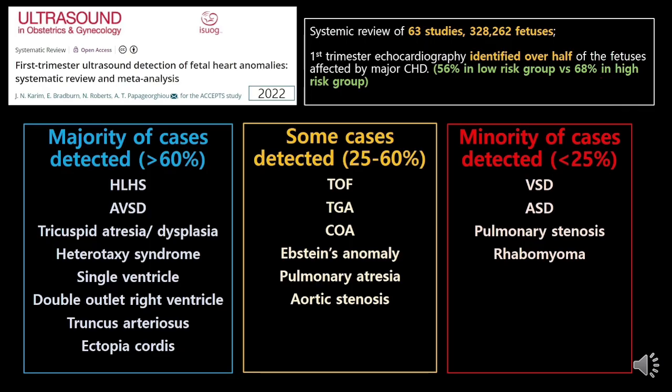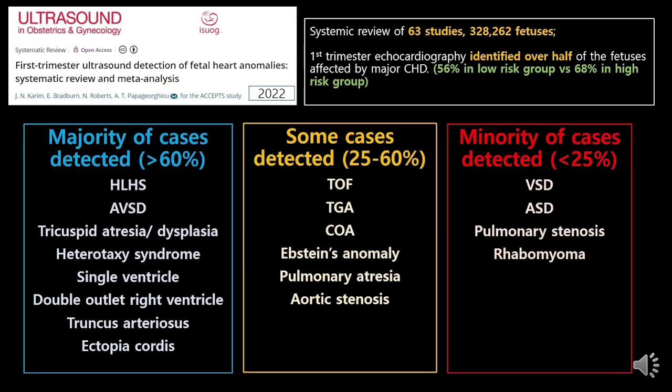These are the anomalies you can expect to detect in the first trimester. The classification by detection rate is very similar and close to the second trimester. You are able to detect the majority of hypoplastic left heart syndrome, tricuspid atresia, and AVSD. In cases of conotruncal anomalies or Ebstein anomaly, the detection rate is around 40%. Screening simple VSD is still challenging in the first trimester.